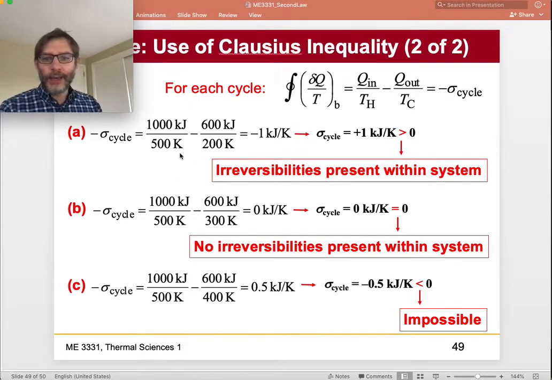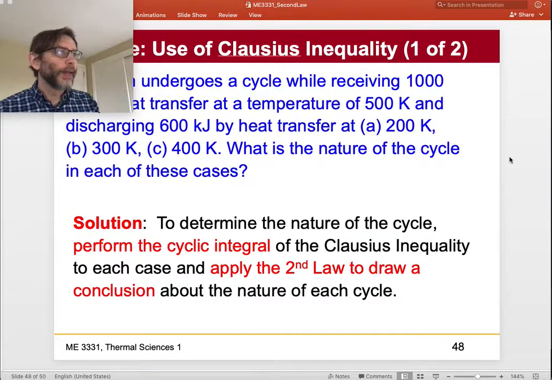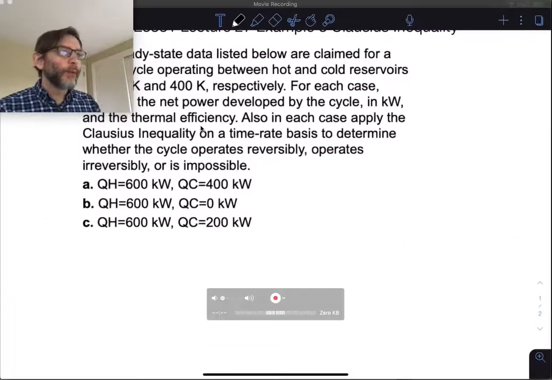Now, in this case, 1,000 kilojoules divided by 500 K, so 1,000 over 500, and 600 over 200. If I go back here, receiving 1,000 kilojoules of heat transfer at 500 K, and 600 kilojoules at these different temperatures. What do we get?